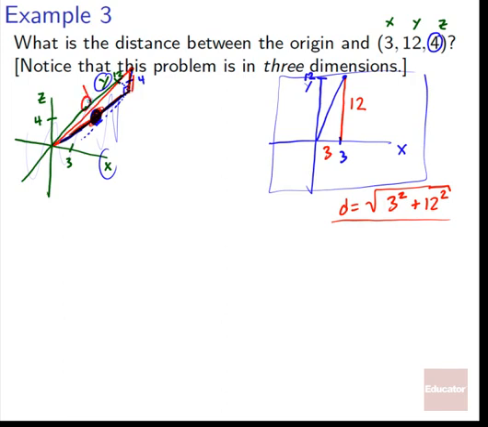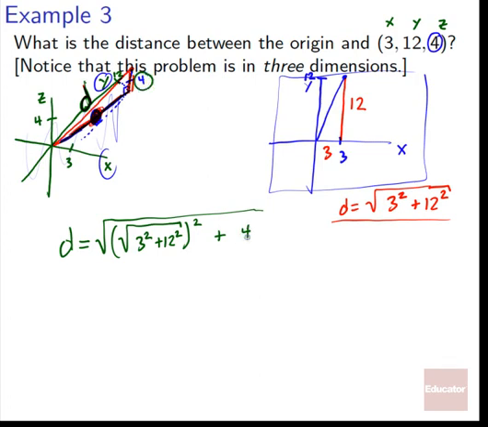So d of our triangle here, let's use a different color. We'll go with green for the distance in our three-dimensional object. So in our three-dimensional object, it's going to be the square root of what it was in the xy plane, that distance squared. So what was it in the xy plane? It was the square root of 3 squared plus 12 squared. That was its distance before, but we have to square it, plus what was the jump that it had up? What was its vertical leap in the z? That was 4, so plus 4 squared.